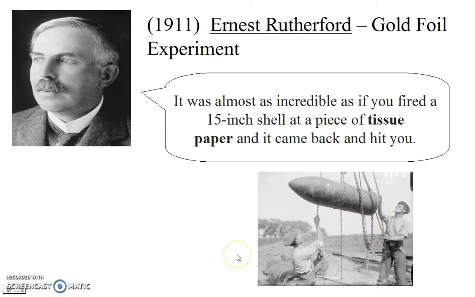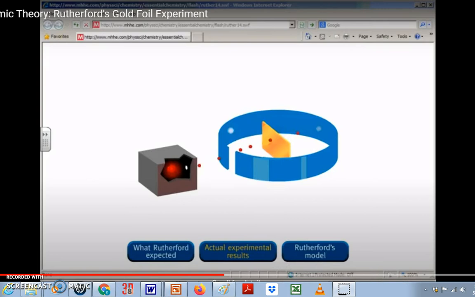Imagine firing it at a piece of tissue paper. It should, of course, just rip right through. And he's saying, what if you fire this huge missile at a piece of tissue paper and it comes back and hits you? This is completely unexpected. There is no way this should possibly happen.